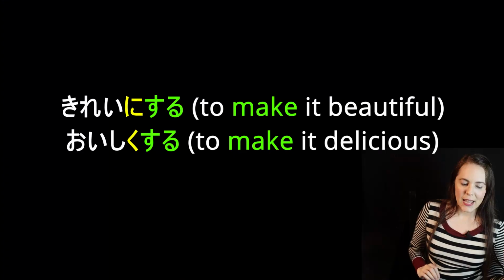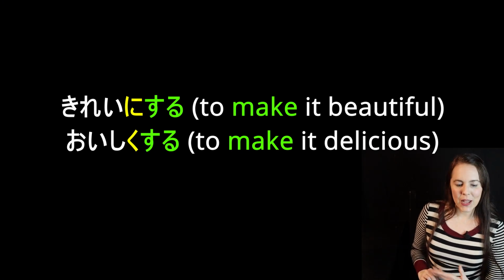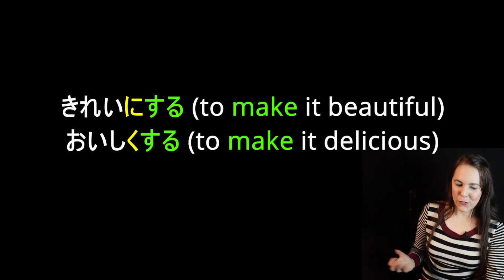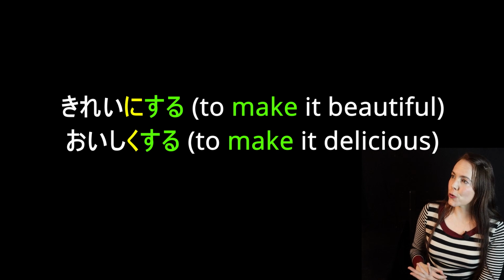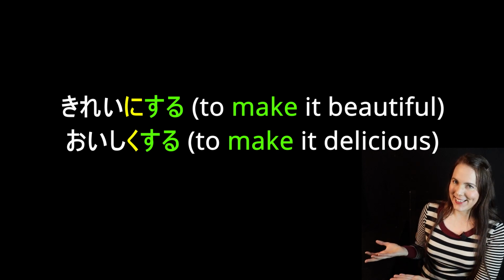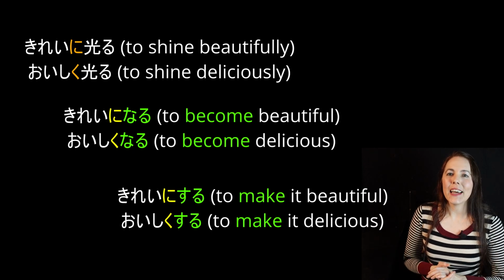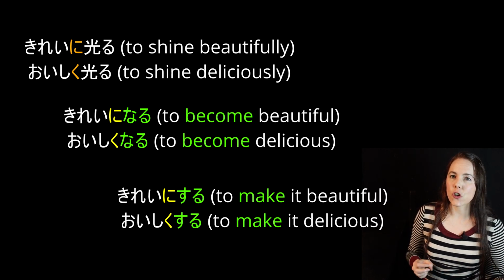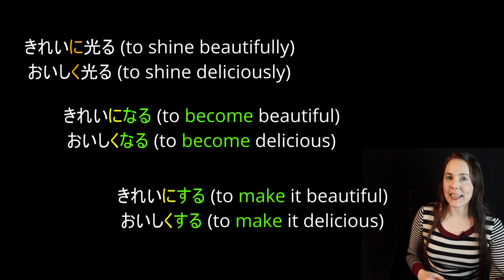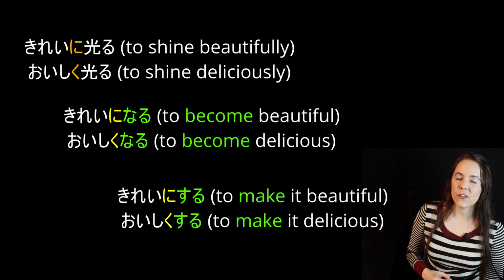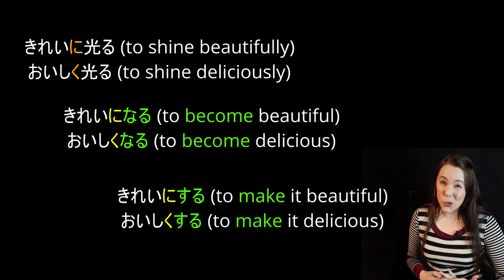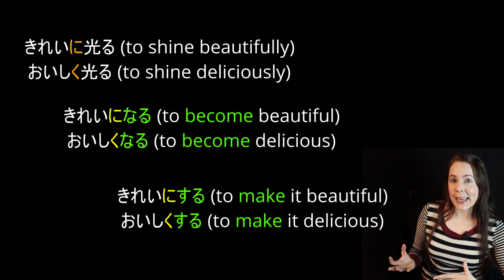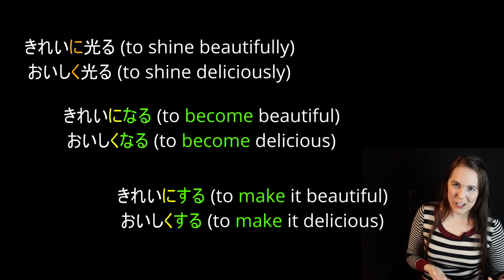Okay, now that we've got those refreshers out of the way, let's go over what happens when you add suru to an adjective. Kirei ni suru. That means to make it beautiful. Oishiku suru means to make it delicious. So if you add suru to the adverb version of an adjective, so if it's an i-adjective, you drop the i and add a ku, and if it's a na-adjective, you drop the na and add a ni. If you add a suru after that, it means to make something that adjective.